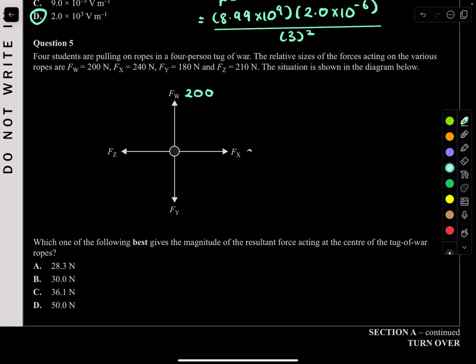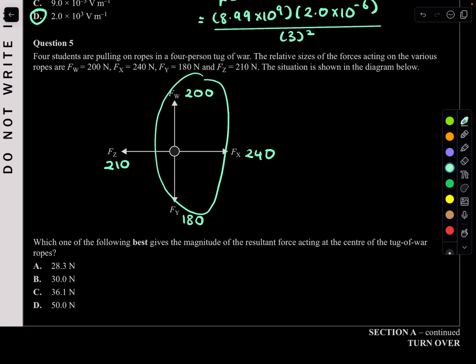FX, which is 240, means this one. FY, which is 180. And this is 210. The situation is shown in the diagram below. Which of the following gives the magnitude of the resultant force acting at the center of the tug of war ropes? Nice and easy. First, we're going to resolve the vertical forces.